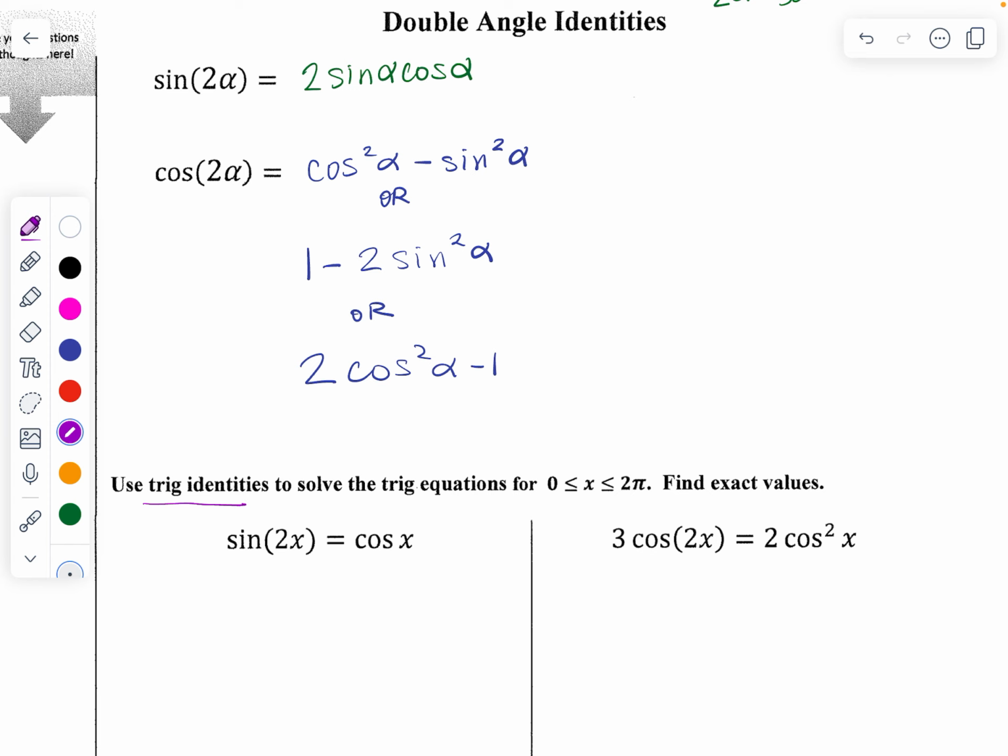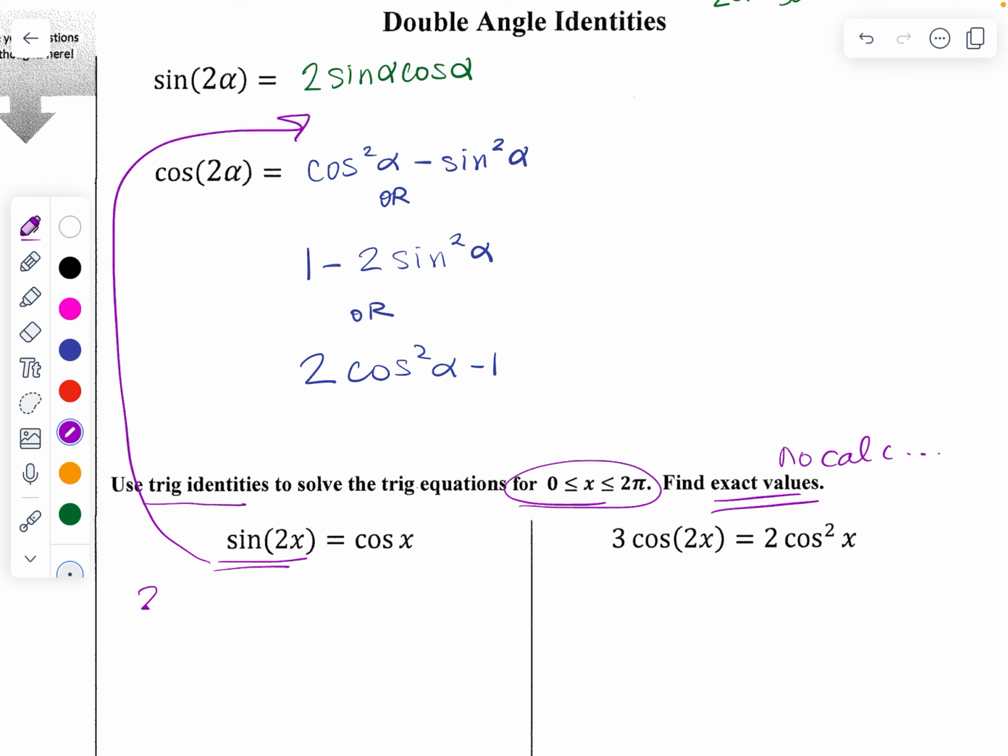Okay, so use the trig identities to solve within one circle, find exact values. Again, this means no calc. Okay, so to find sine 2x, there's only one of those I can substitute for it, which is 2 sine, instead of alpha, they're using x, times the cosine of x, equals the cosine of x. So if I want to solve this, I want everything on the same side, so I'm going to subtract that cosine x over, put the cosine x's together. So I get 0 equals 2 sine x cosine x minus cosine x.